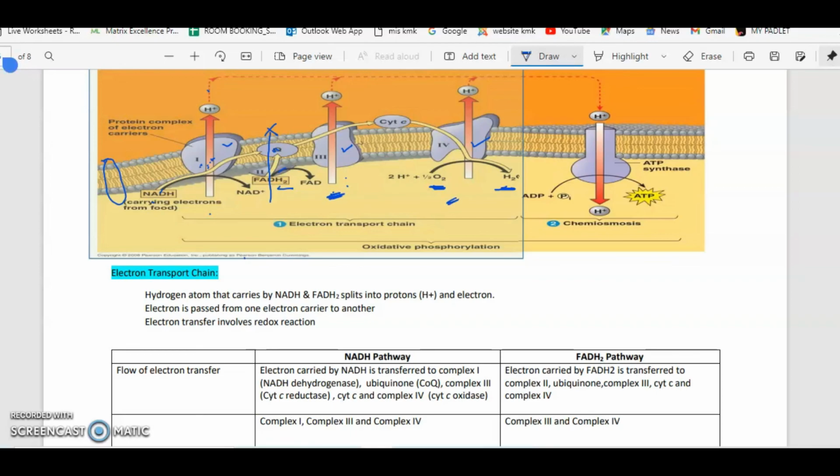Okay, that is ETC. Okay, ataupun kita panggil sebagai electron transport chain.